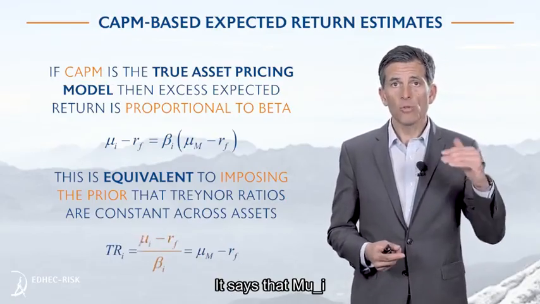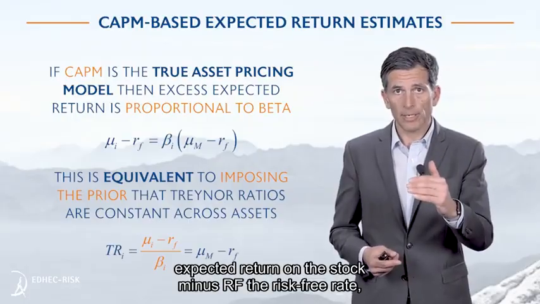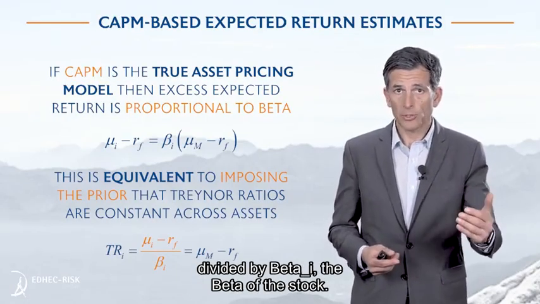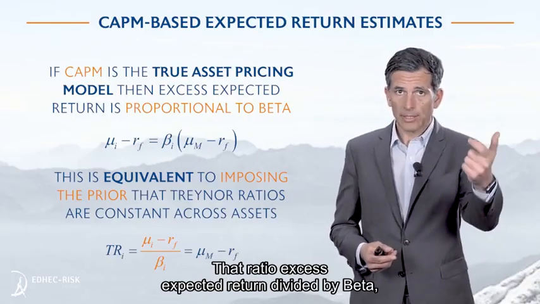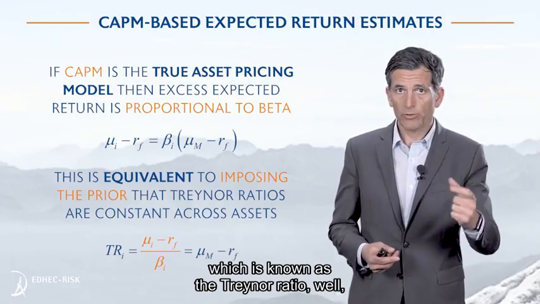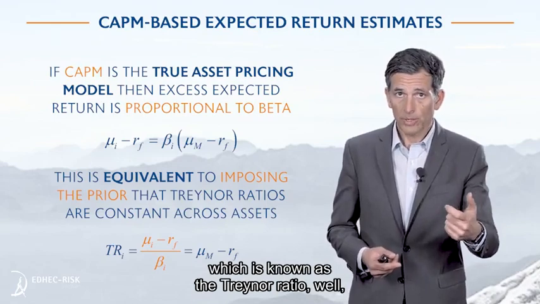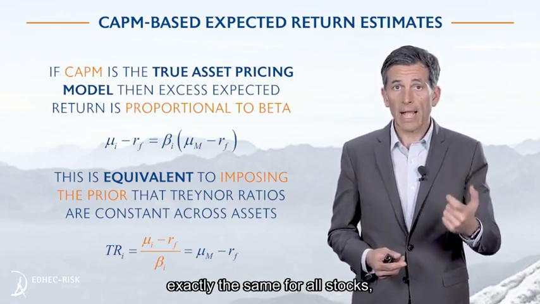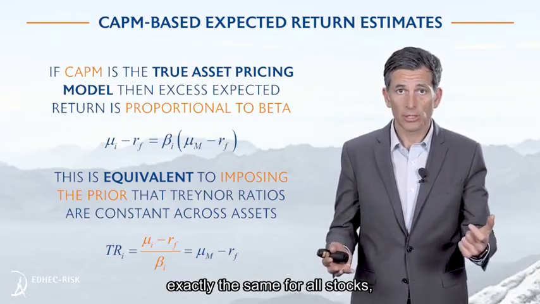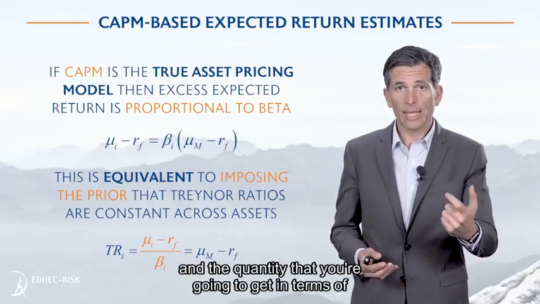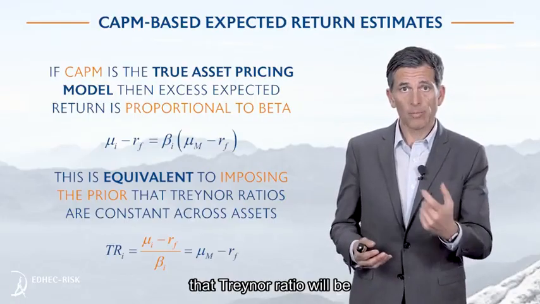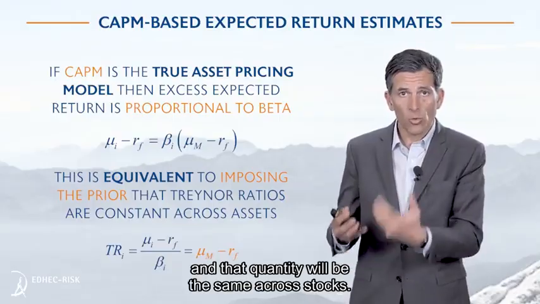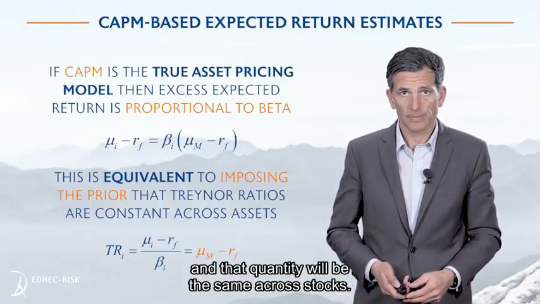It says that mu i, the expected return on the stock, minus r_f, the risk-free rate, divided by beta i, the beta of the stock. So that ratio, excess expected return divided by beta, which is known as the Treynor ratio, well, the CAPM predicts that the Treynor ratio is going to be exactly the same for all stocks. And the quantity that you're going to get in terms of that Treynor ratio will be the market risk premium, mu m minus r_f. And that quantity will be the same across stocks.